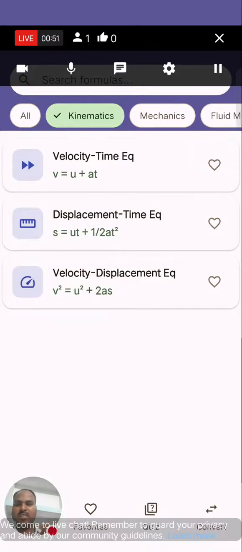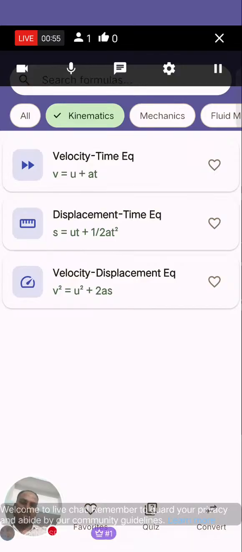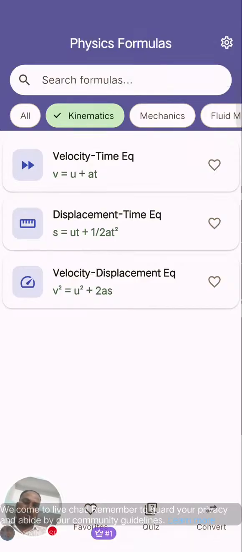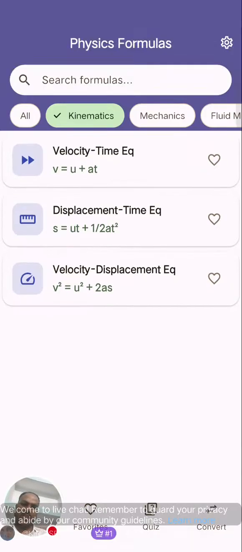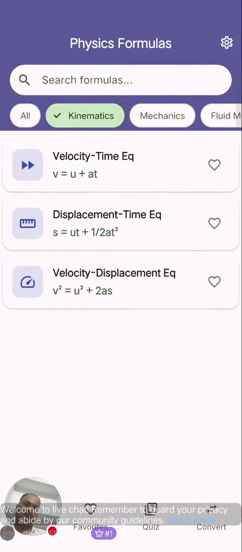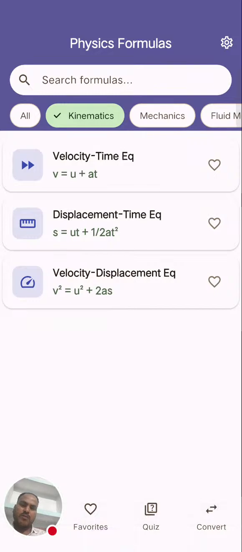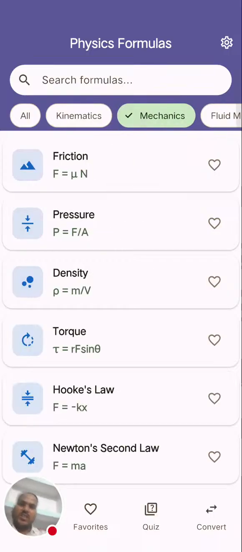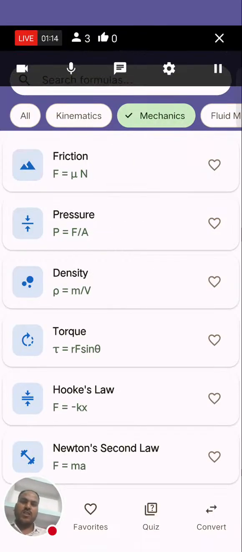Last class we discussed the kinematic equations. The first equation is v equal to u plus at, the second equation is s equal to ut plus half at square, and the third equation is v square equal to u square plus 2as. But today in this live session we are going to learn about mechanics.